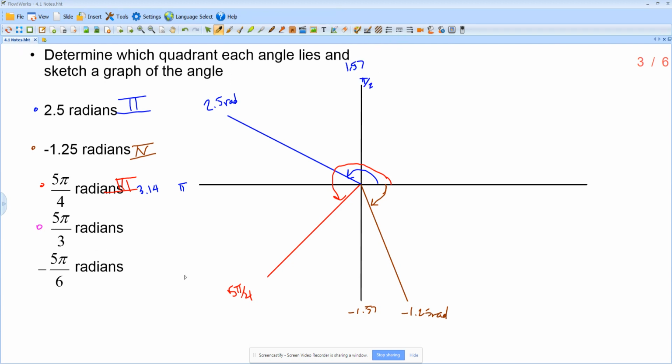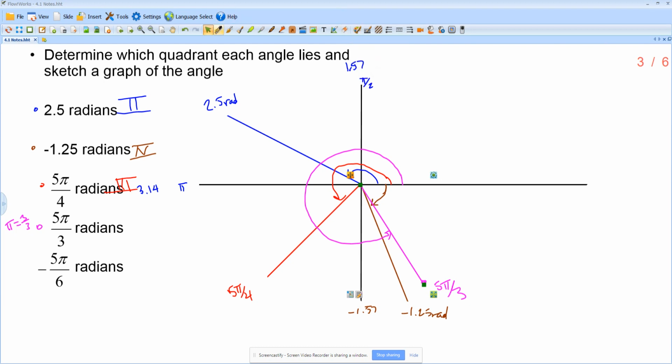Next, 5 pi thirds. So it's positive, which means I know I'm going like this. 5 pi thirds, if you think about that, pi would be 3/3. So this right here is 3/3. 4/3 would be something like right here. 5/3 will then be something like right here. 6/3 would be coming back to this. So roughly right here, I have my 5 pi thirds. And I'll draw my angle going around there, just showing that direction. And I'll even be nice enough to fix that. Okay, great.